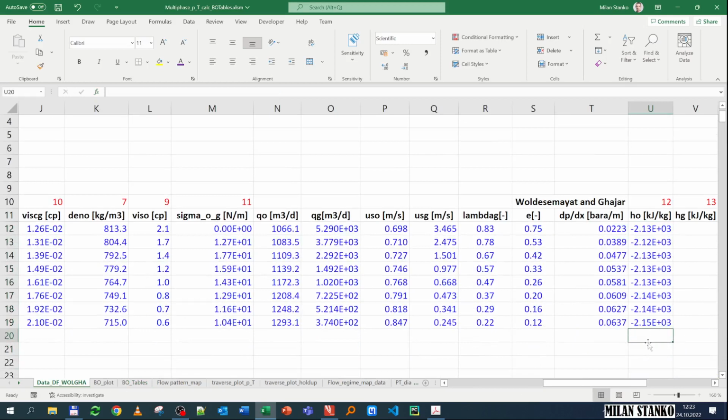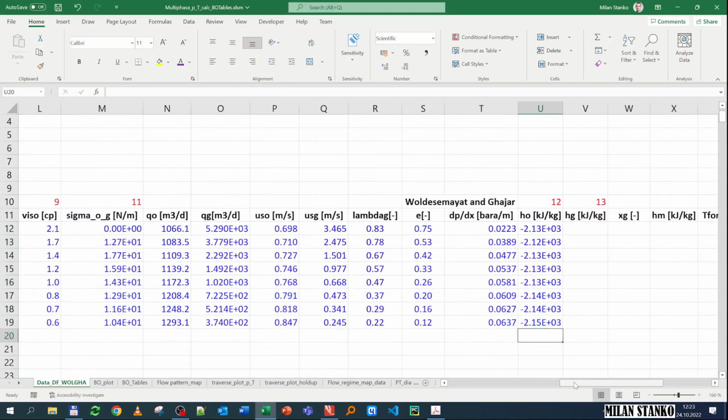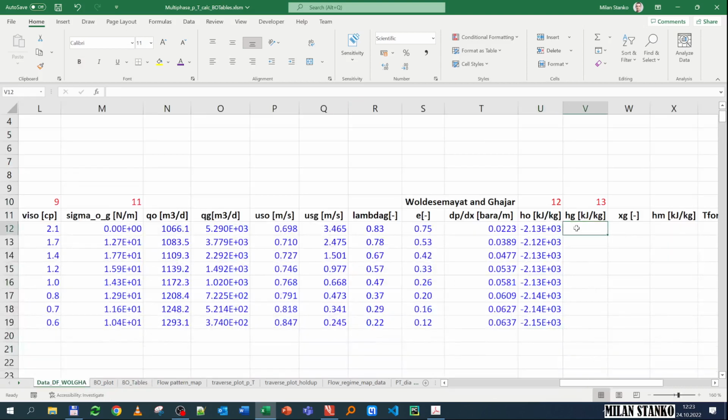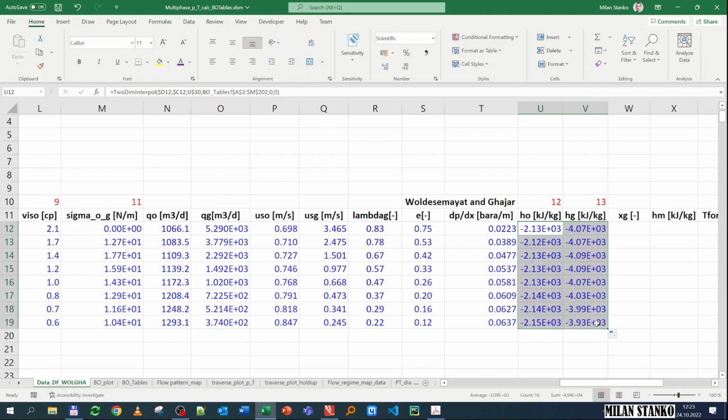Okay, we delete here. And that number is in kilojoule. We have to be careful with the units, but it's in kilojoule per kilogram. Now we drag it up here and then we okay.